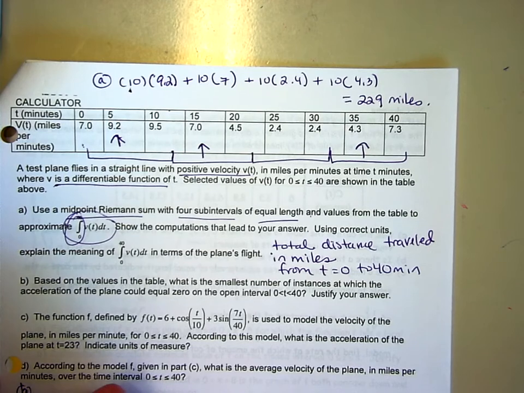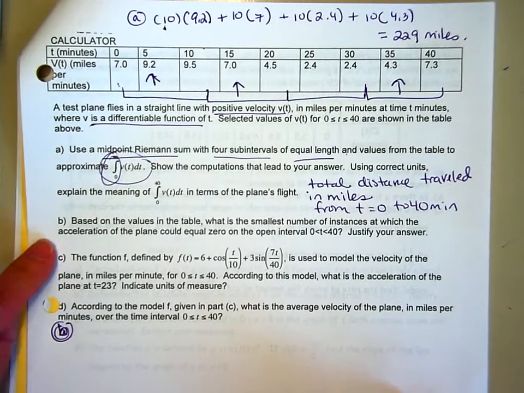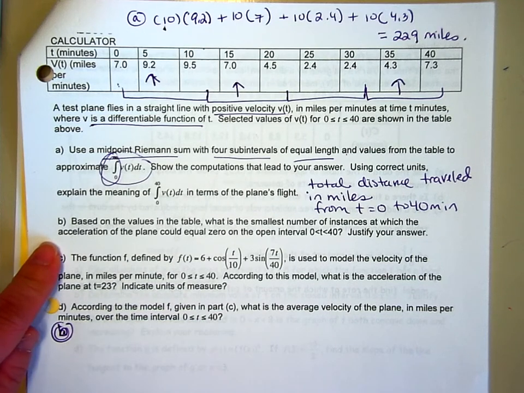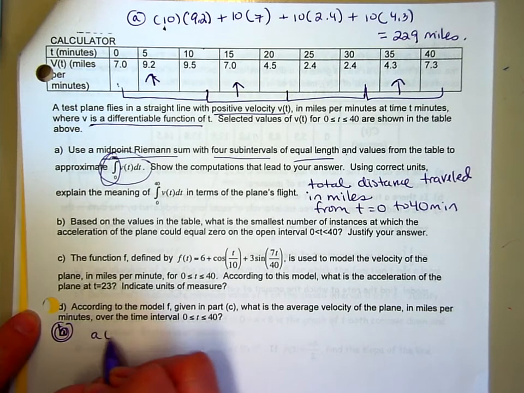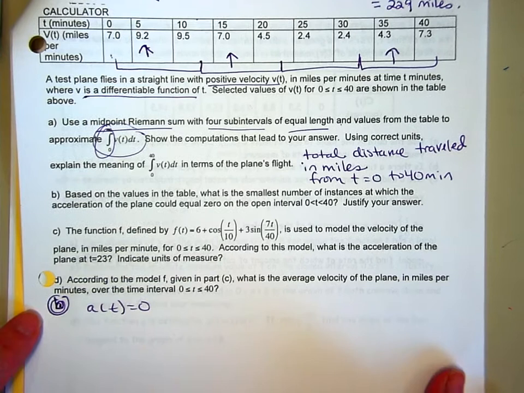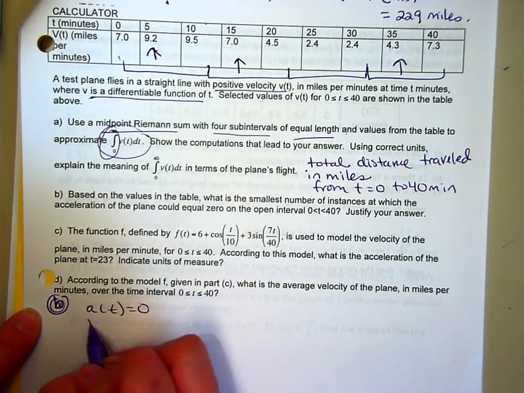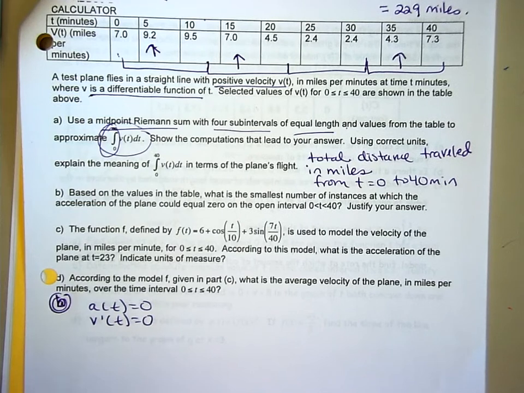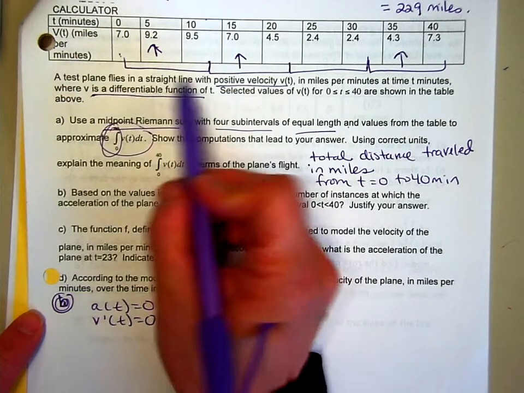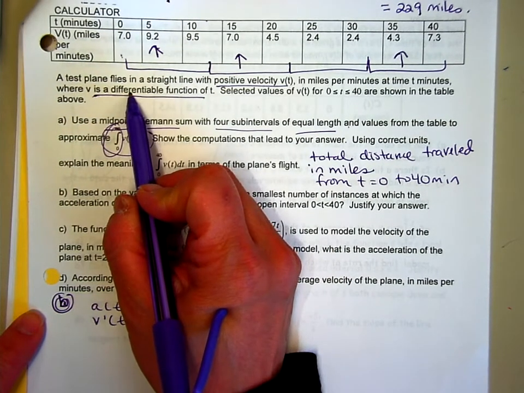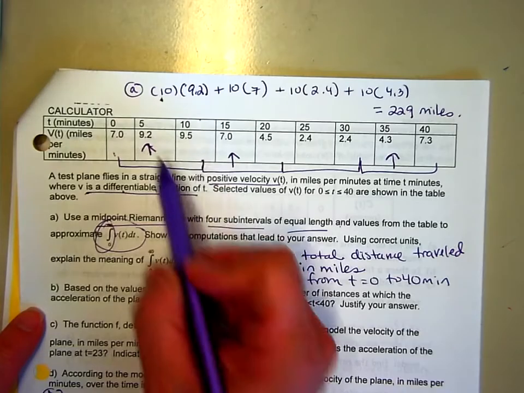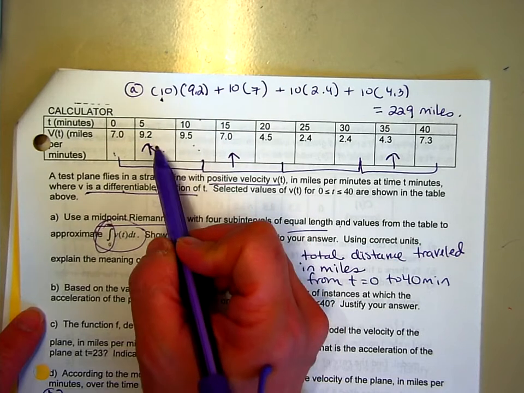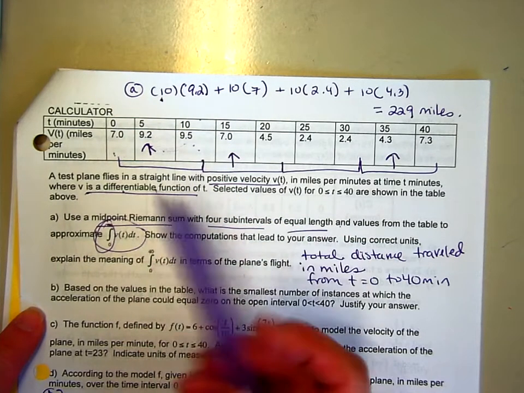Part B. What is the smallest number of instances at which the acceleration could equal 0? They want to know, when is the acceleration equal to 0? The only graph you have is the velocity, so you're looking for where the slope of this graph equals 0. You know that this graph is differentiable, which means the function is continuous. So even though you only have selected points, you know from here to here it's got to make a continuous graph. So let's just look at the points.